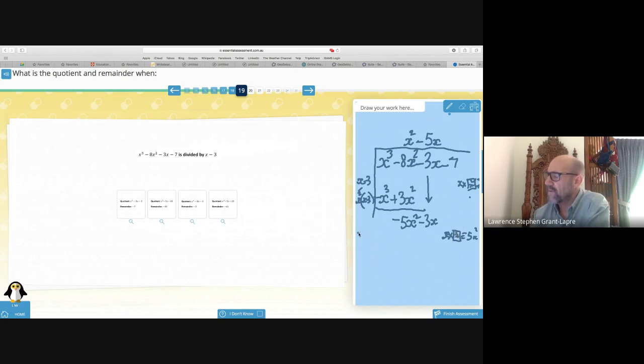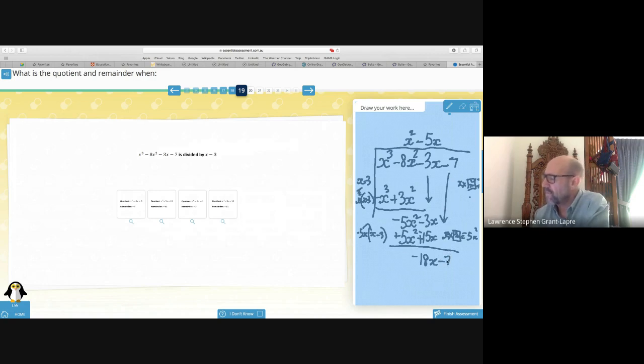Then you bring negative 5x over here and multiply it by x minus 3. That gives us negative 5x squared, which is what we wanted, plus 15x. And we subtract. So we subtract, that becomes plus, subtract, that becomes a minus. So we've got negative 18x. Bring the minus 7 down.